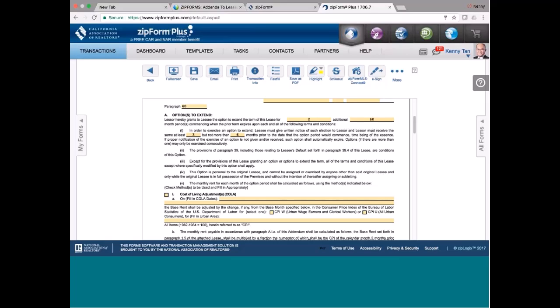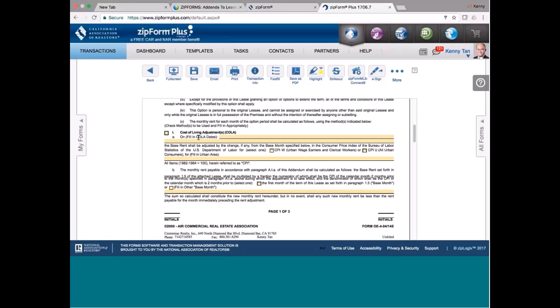Okay. Now, usually on the option, it also has this cost of living adjustment, if there's any cost of living adjustment to the rent. It says here, fill in the cost of living adjustment rate, date. Sometimes you want to specify when the rent increase will be effective, so you want to put the dates here. Cost of living is like inflation. Okay, those are what we call cost of living adjustment. You want to put these dates in here.